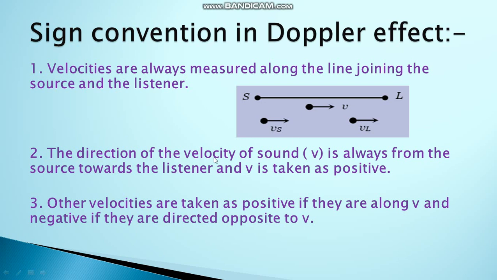The direction of the velocity of sound V is always from the source towards the listener, and V is taken as positive. Other velocities, that means Vs and Vl, are taken as positive if they are along V, otherwise they are negative.